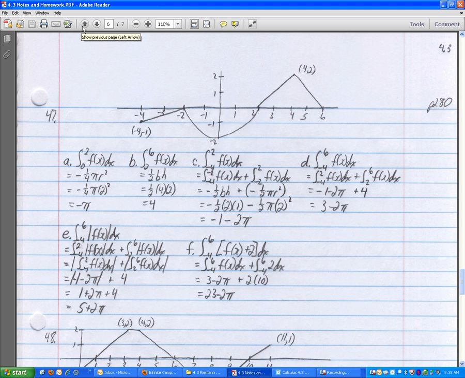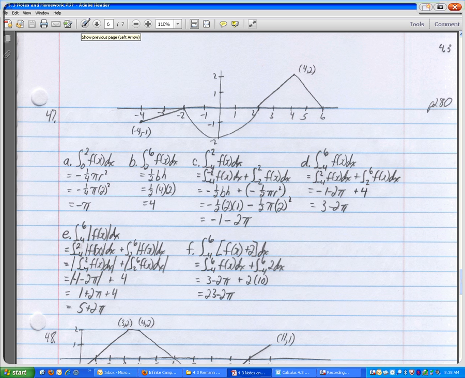All right, so for part A, I want the integral from 0 to 2. From 0 to 2. So that's our region, isn't it? Okay? Its signed area is going to be negative, isn't it? Because it's below the x-axis. So the integral from 0 to 2 of f of x dx equals, all right, it's not a circle, it's not a semicircle, it's a fourth of a circle.